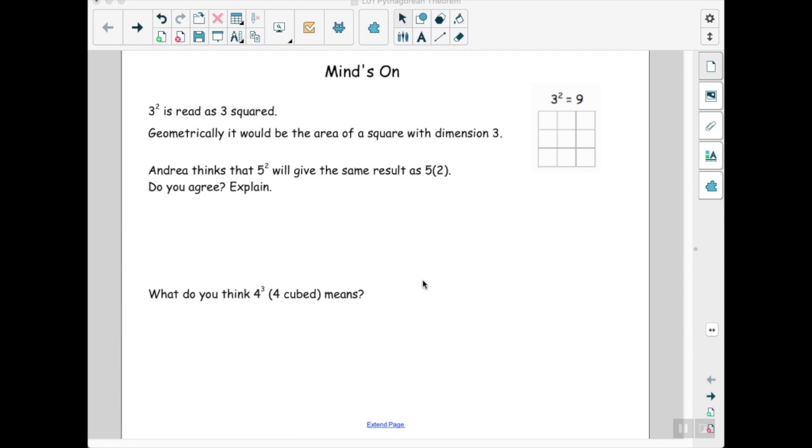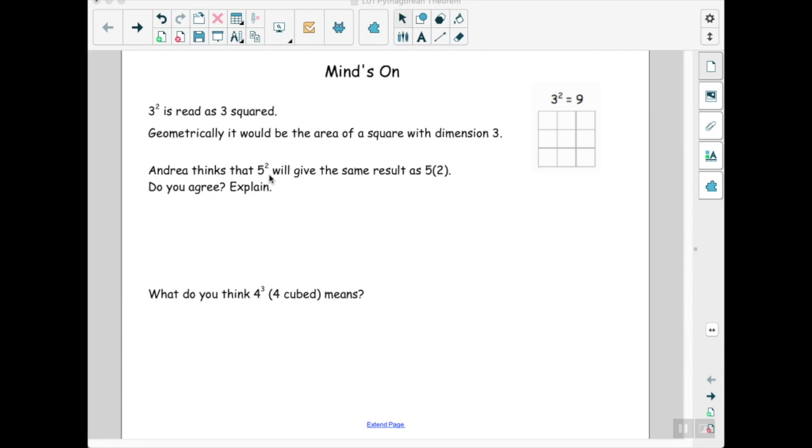So I'm just going to get started and summarize what we see on this particular slide. We're looking at the Pythagorean theorem. I believe you'd be well versed in that. So 3 with the exponent 2 is read as squared. Geometrically, it would be the area of the square. 3 squared is 9.